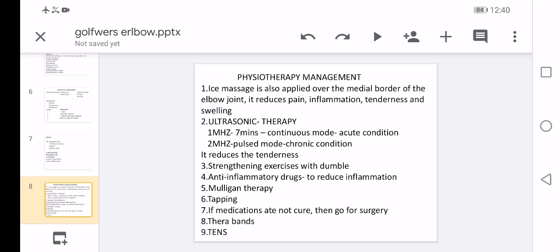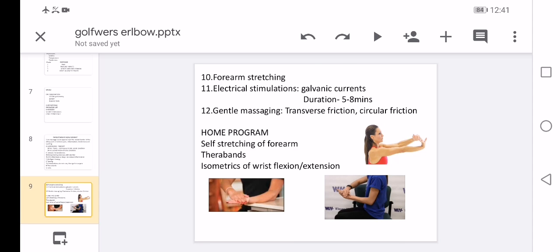High TENS, for an acute condition, can also be called conventional TENS, at a frequency of 100 to 150 Hz and an intensity of 15 milliampere. It must be placed above and below the elbow, except at the bony region. You can use forearm stretching, and electrical stimulation with galvanic currents for a duration of 5 to 8 minutes. And you can have gentle massage, like transverse friction or circular friction.